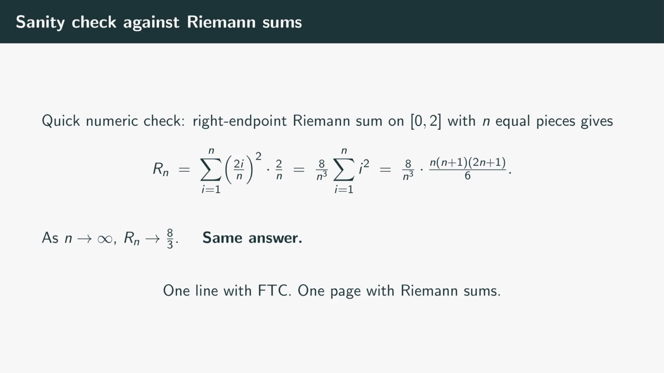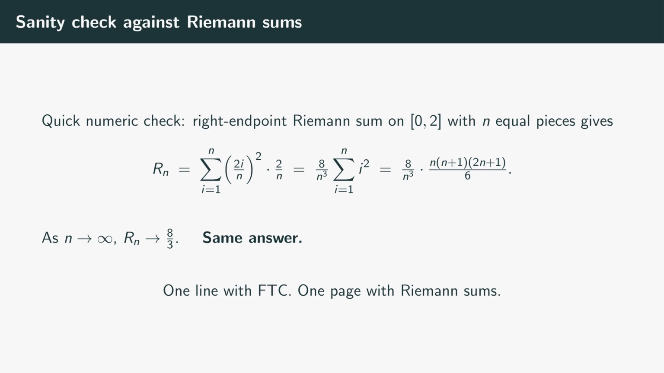Don't take my word for it. You can verify the answer by grinding out the Riemann sum directly. Write the right endpoint sum with n equal pieces. The sample point in the ith piece is 2i over n. The function value at that sample is 4i squared over n squared. The width of each piece is 2 over n. Add those up from i equals 1 to n, and the constants pull out front, you get 8 over n cubed, multiplying the sum of i squared from 1 to n.